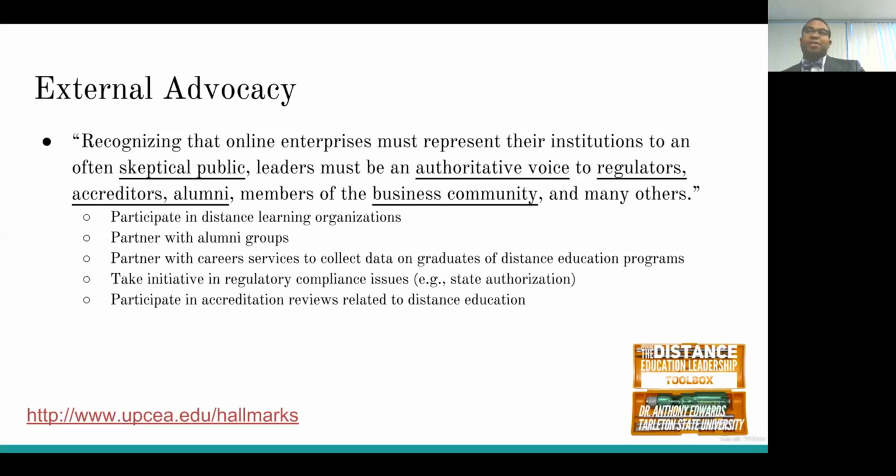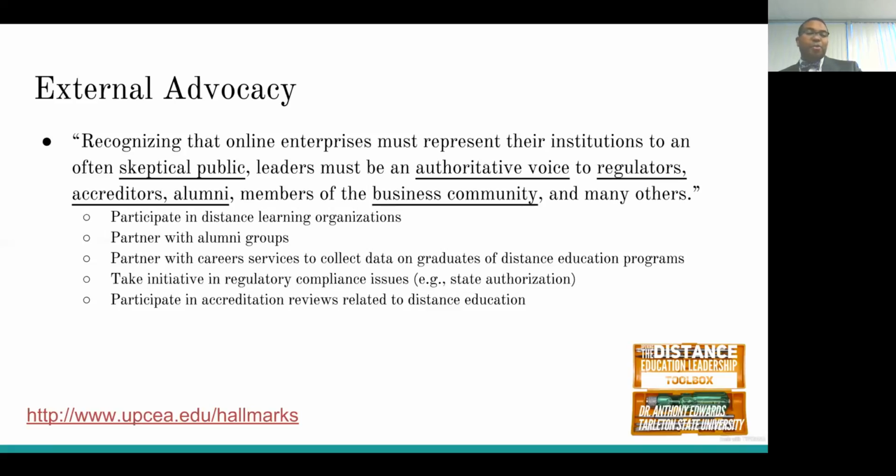Partnering with career services. A lot of times they collect data and do surveys, and probably very few of the distance learners actually do those surveys, or in some cases they may not receive them. So it's important to make sure that the data on distance education students is being counted.